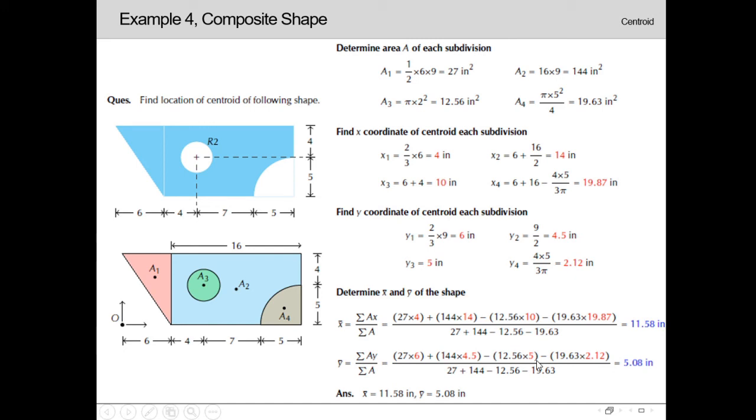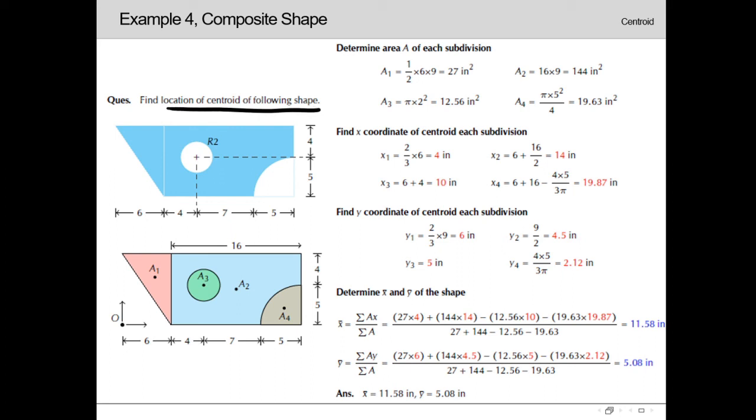So this example 5 is almost the same as the previous one, which is example 3, but the main difference is that this example has a hollow section or a hollow portion on it, and the section is a bit more irregular than the previous one. So let's see how we will be able to locate the centroid of this following shape.